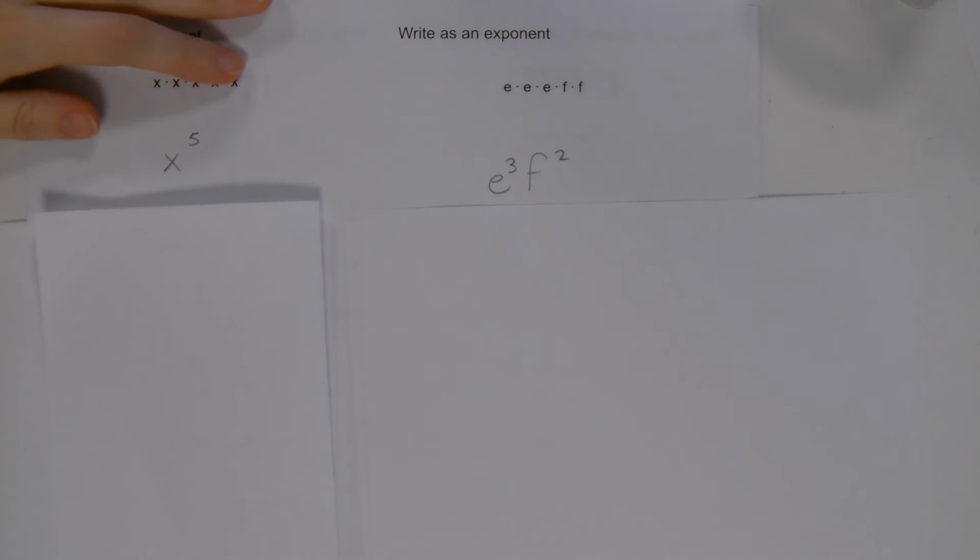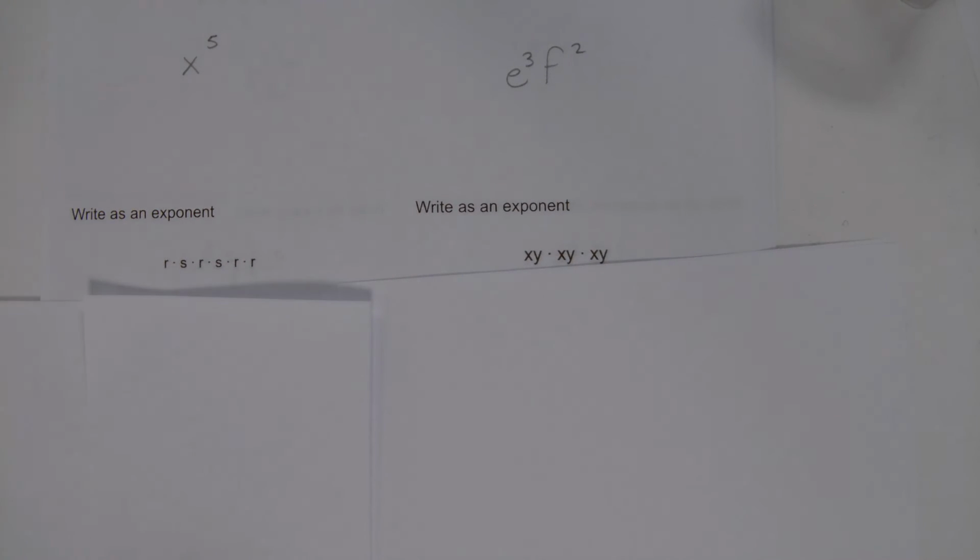Let's do a couple more. Well, we got many more to go, really. So the next one's r times s times r times s times r times r. Write that as an exponent. Keep in mind the alphabetical part, okay? So we end up with an r to the fourth power, because there are 4 r's, and an s squared.